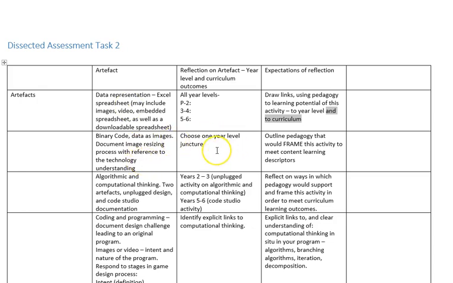Then I ask you to choose one year level juncture, and again, we want to meet the content learning descriptors. That means you have to go to your curriculum and have a look and see what it meets. And basically outline the pedagogy that would frame it. Now, frame is a deliberately selected word. You've got a picture. You've got a frame around that picture.